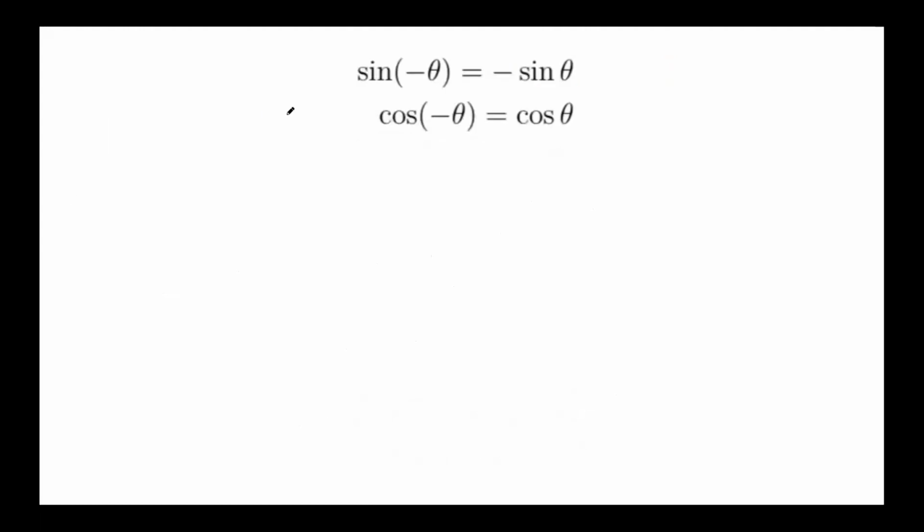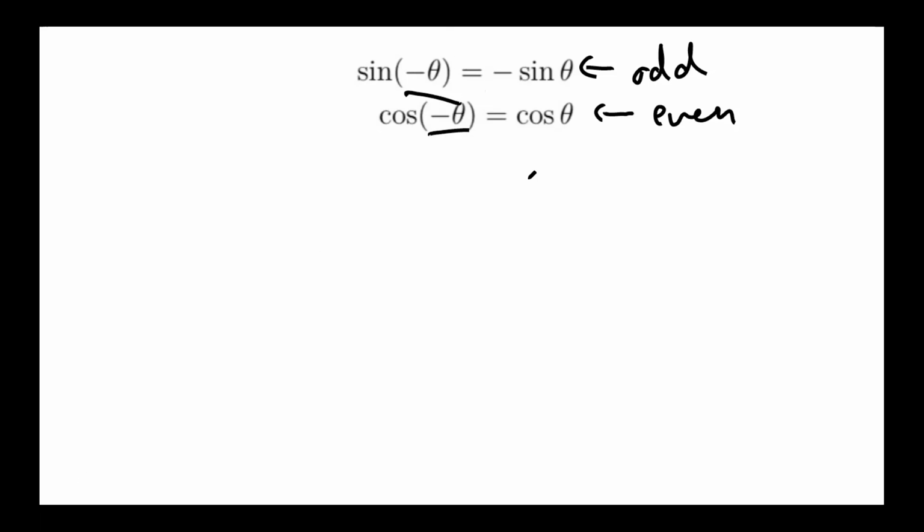Okay, and then we also have these two. So these are talking about the evenness or oddness of the functions. If we plug in negative theta into sine, we get negative sine theta. That means it's an odd function. For cosine, if we plug in negative theta, we just get cosine theta back, which means it's even. Odd and even are just words that describe the behavior of functions when we plug in the negative of the argument.